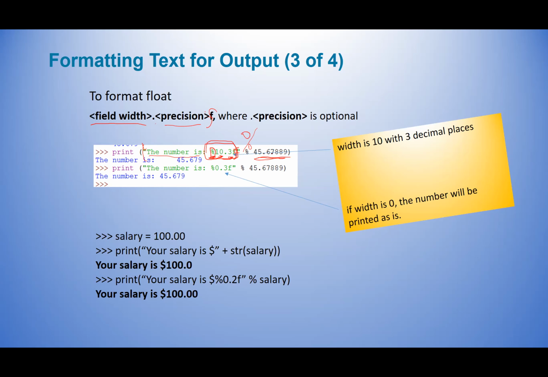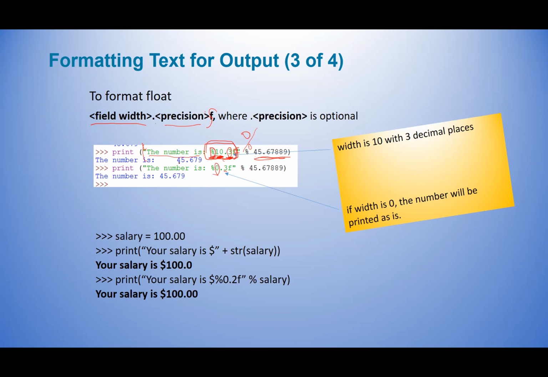So 45.67889, that means you want to have the width of 10. And right now, how many? 1, 2, 3, 4, 5, 6, 7, 8, right? But you want to have the width of 10. And this is positive. Well, we will talk about that later, but this is positive. It means it's right justified. So you will have width of 10 and with 3 decimal places. This width is 0. That means it will let it go, and 3 decimal places.